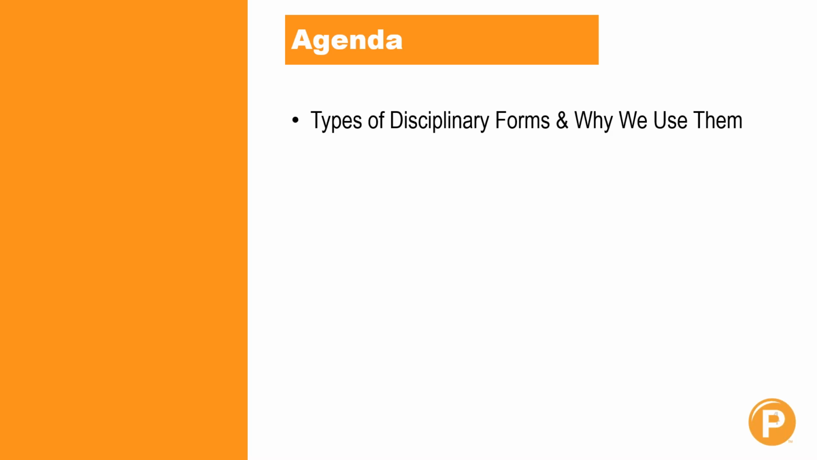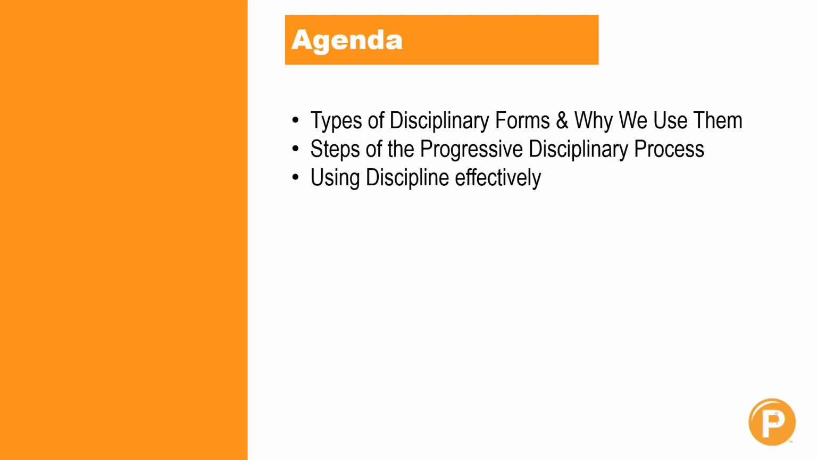All right, so today we're going to be talking about the types of disciplinary forms and why we use them. We'll talk about the steps of the progressive disciplinary process and what each step is and why they're important. We'll talk about using discipline effectively, both in communication with your employees as well as overall as an organization. And then we will finish off with some do's and don'ts of discipline, just some general best practices that you can practice in your everyday management style. And then we'll finish up with a Q&A session.